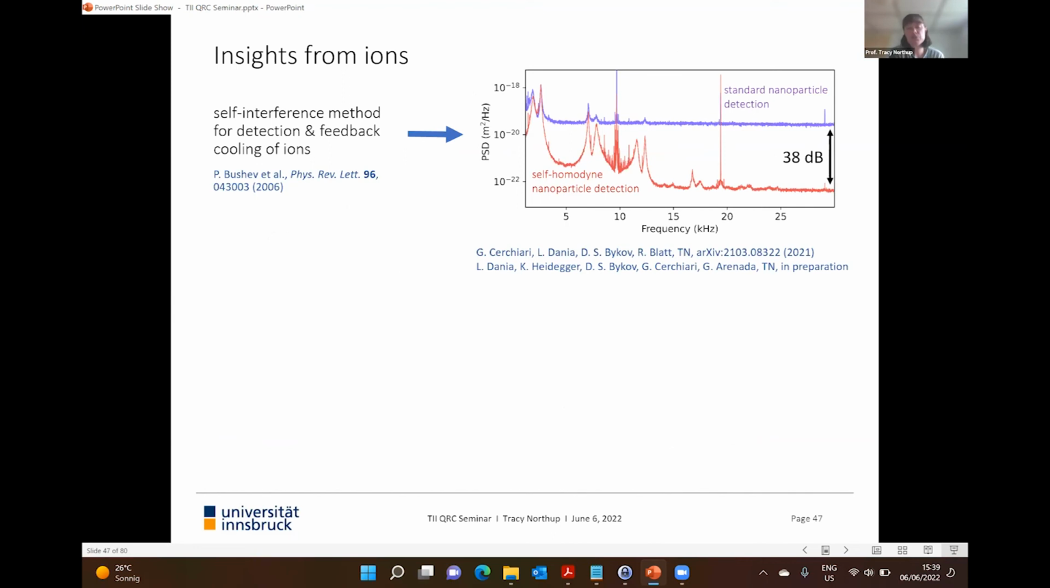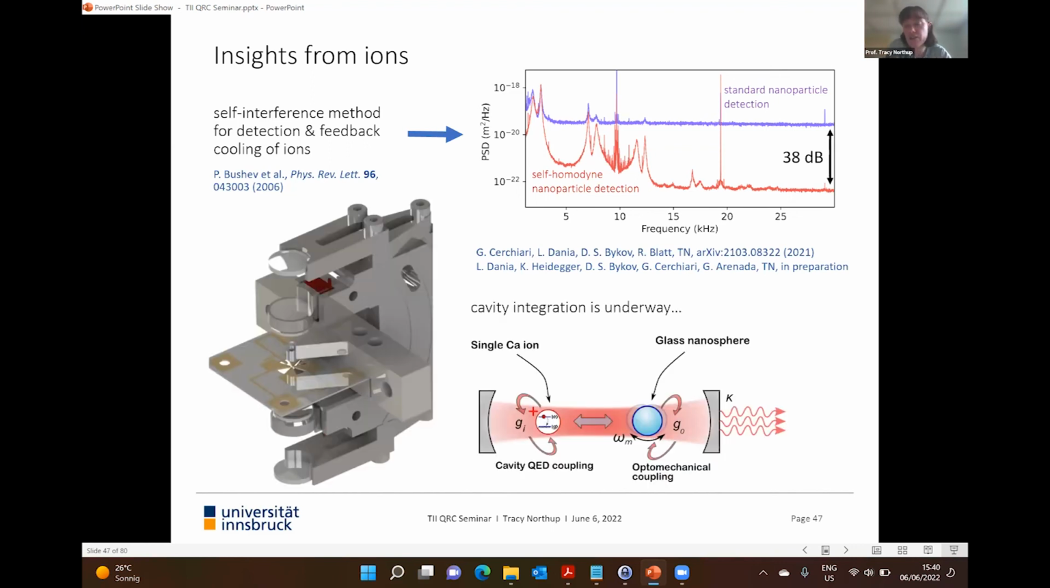And more recently, the most recent work that we've done has been to take insights from ions, and in particular from a method of self-interference for detection and feedback cooling of ions, that we've used now to implement what we're describing as a self-homodyne method for detection of these particles. And what I'm showing you here in this plot, looking at a power spectral density of detected motion of particles, is that building on these insights from ions, we can get a much more sensitive detection for the motion of these particles in our ion traps. And that, we believe, will allow us to get perhaps even all the way down to the ground state working under ultra high vacuum with this system.